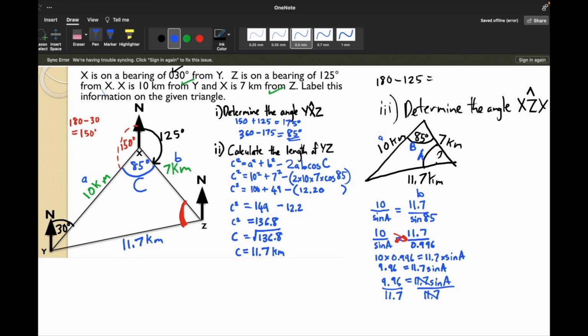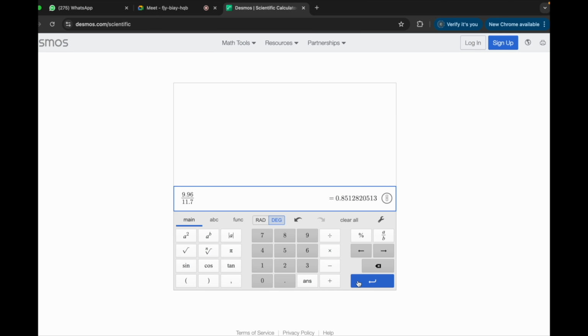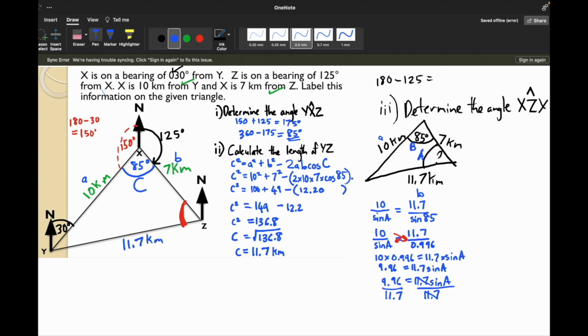So then 9.96 divided by 11.7 gives me 0.851. Remember, we use 3 decimal places whenever we're using trigonometric ratios. So we say that this here is 0.851, and that's equal to sine A.